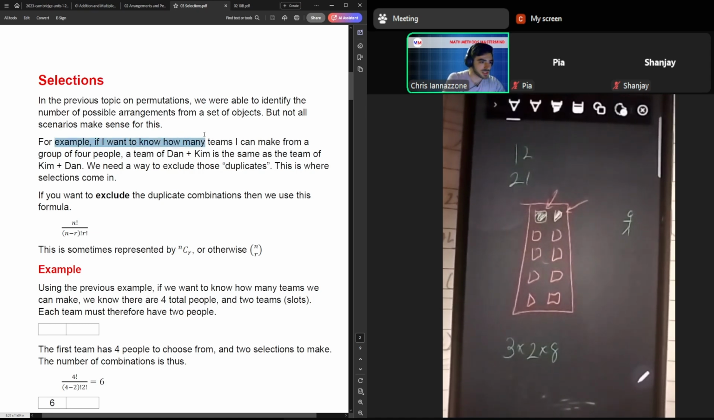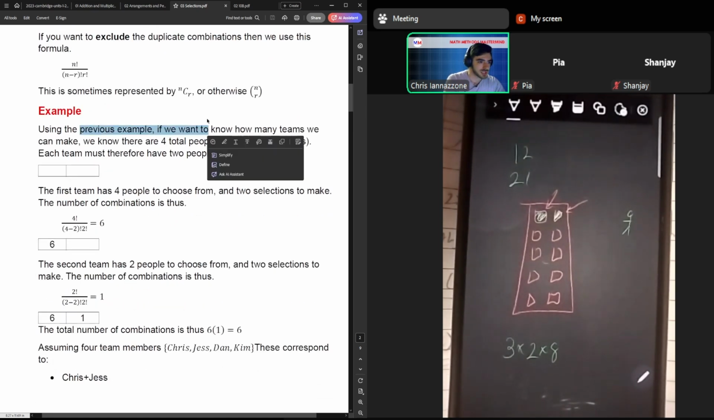So there was an example I gave here. How many teams can I make from a group of 4 people? A team of Dan and Kim would be the same thing as a team of Kim and Dan. If they're on the same team, that's the same team. So we want to exclude that possibility. That's how we're going to use something like this.